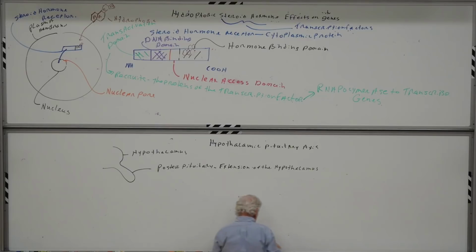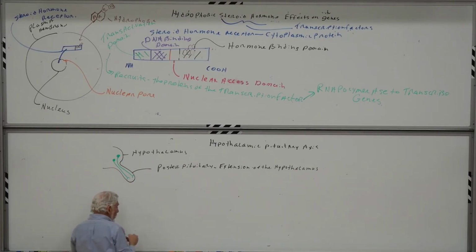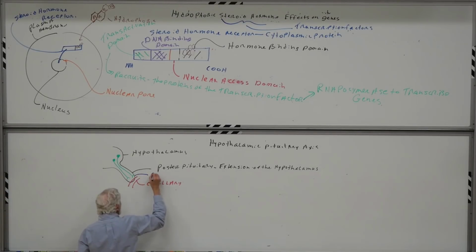There are neurons in the hypothalamus. I'll put these in green. There are neurons up here in the hypothalamus. They send processes or axons from the hypothalamus into the posterior pituitary. And then there will be blood vessels here in the posterior pituitary. So this is a capillary. And these neurons now release either oxytocin or vasopressin.